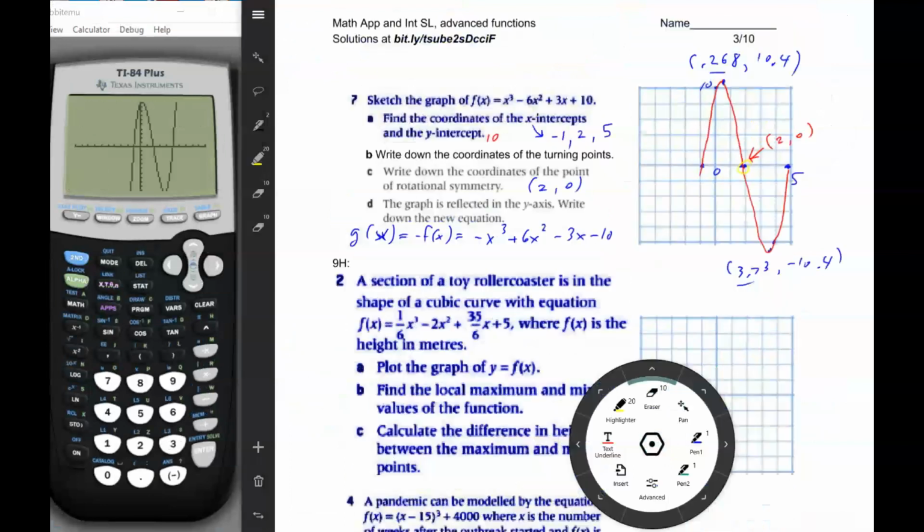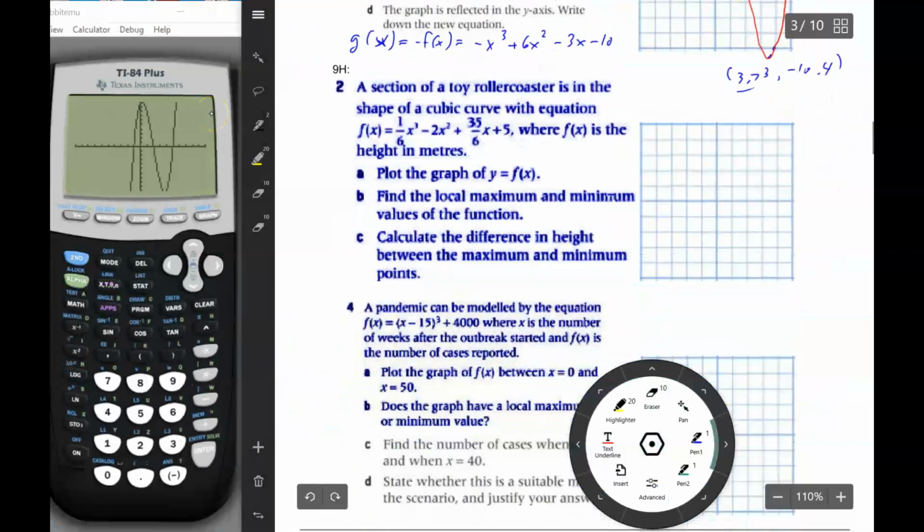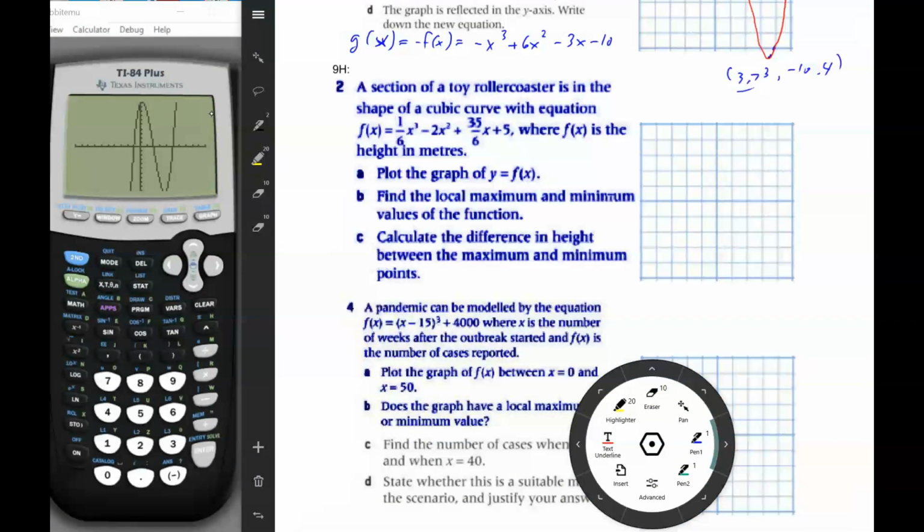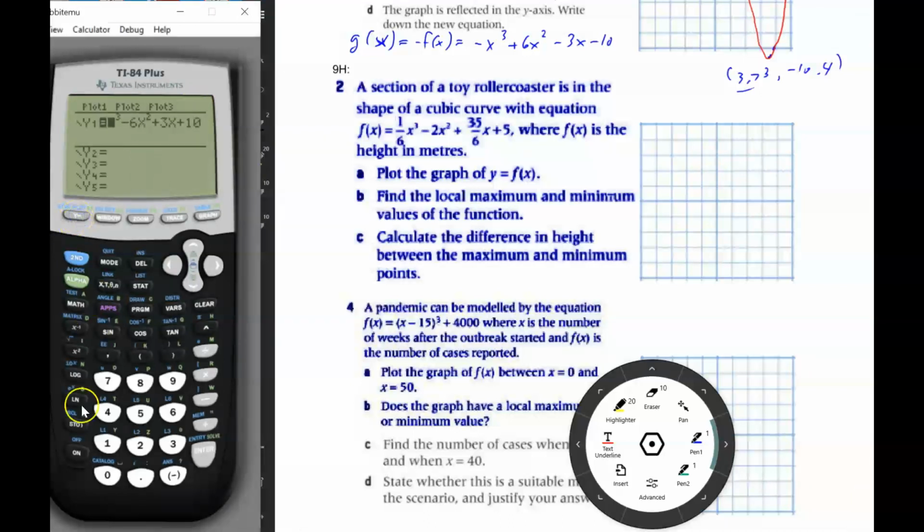Okay, so we're on page 3. A section of a toy roller coaster is in the shape of a cubic curve with equation blah blah blah, where f of x is the height in meters. Plot the graph of y equals f of x. Okay, so I'm going to type it in here, and then I'll be right back.